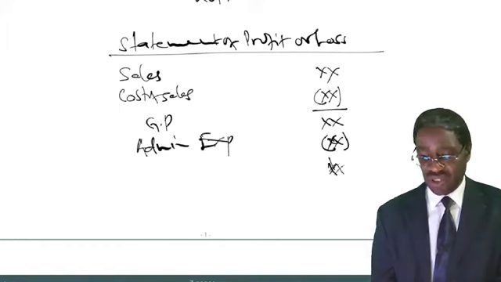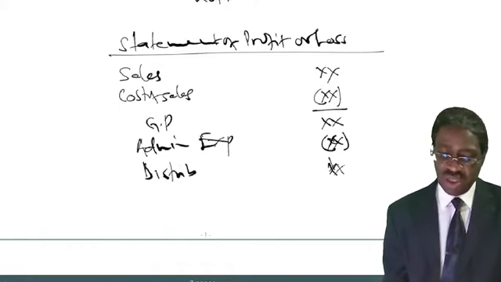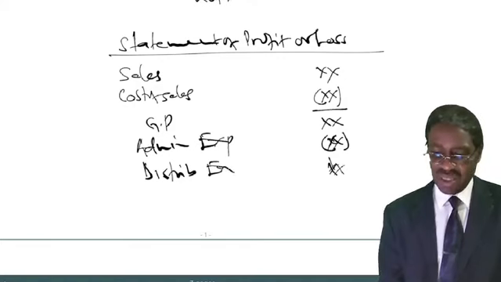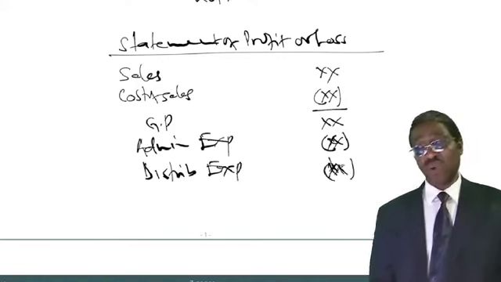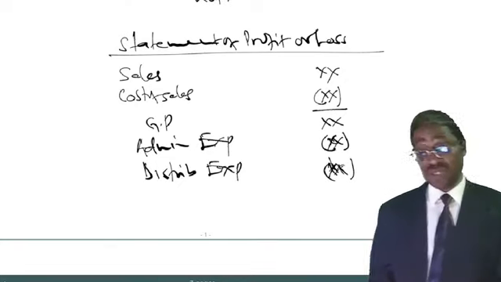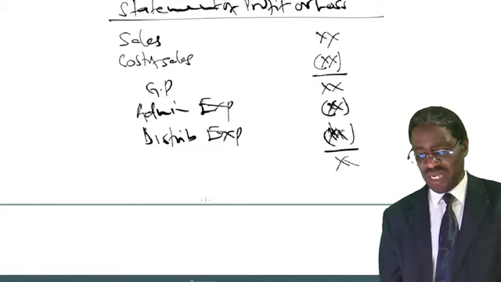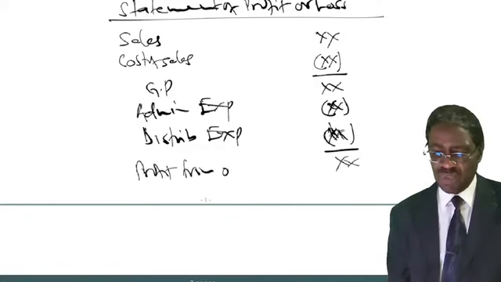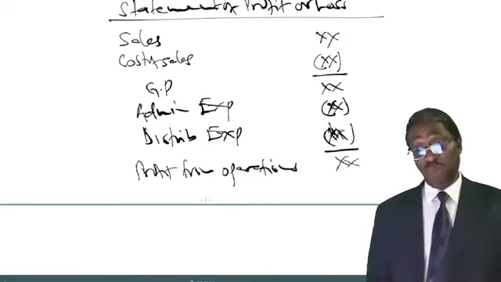The second function we have said is selling and distribution. Let me just call it distribution expenses. That's the second class of expenses. Good. Now, once you're through with the expenses, you minus them from the gross profit. What you normally get there is what we call profit from operations.